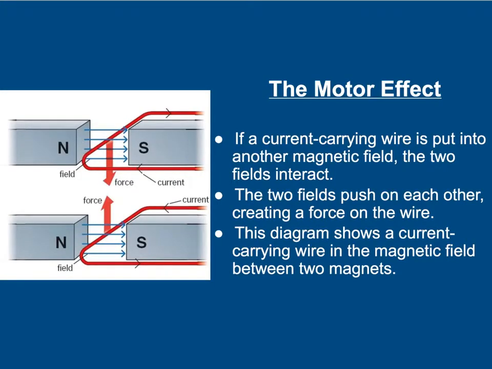If a current carrying wire is placed inside another magnetic field, for example in between the poles of two other magnets, the two magnetic fields interact. The magnetic field from the current and the magnetic field from the magnets push on each other, creating a force on the wire. This often makes the wire kick or move. This is called the motor effect. The force on the wire is always at right angles to the magnetic field.